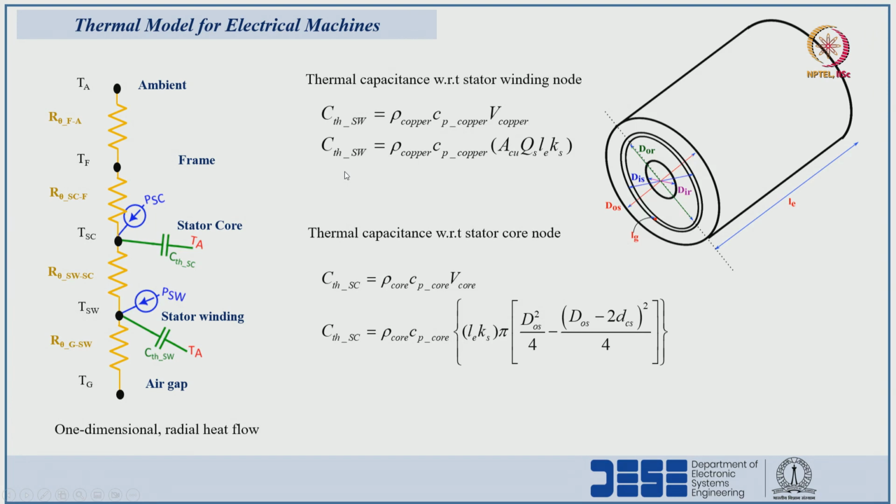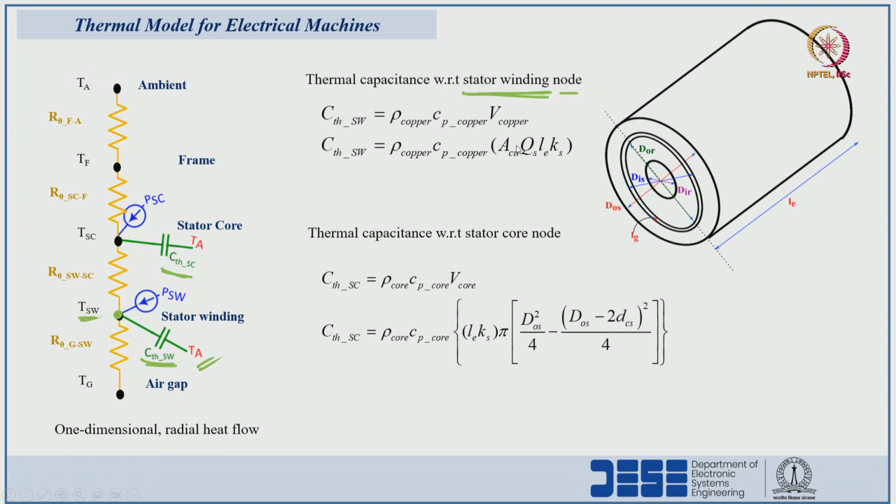In order to calculate the thermal capacitance with respect to the stator winding and stator core, we can see here first the stator winding node, what is the thermal capacitance from stator winding node to ambient. Thermal capacitance is equal to the density of the copper material into the specific heat capacity of the copper material into the volume of the complete copper winding.